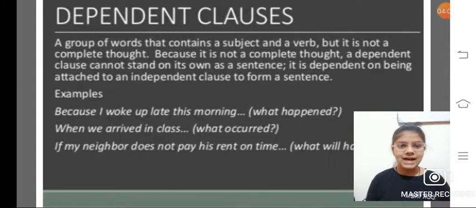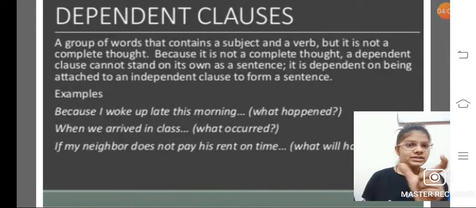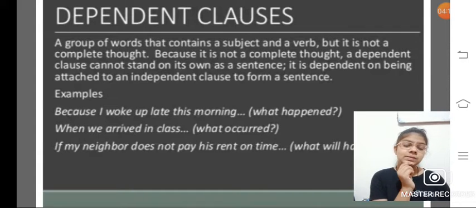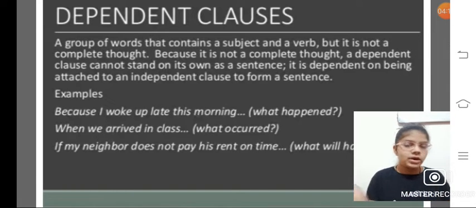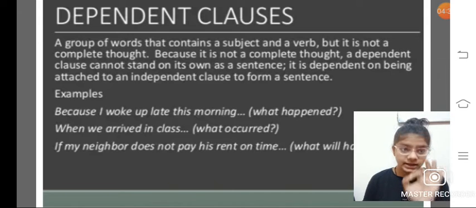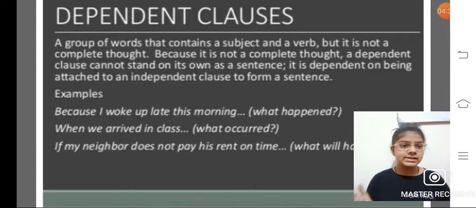So let's get some examples of that. The first example is: because I woke up late this morning, right? When you read that much, did you get a complete sense of what happened next, or what happened earlier, or what it means? You don't have any idea, right? The second example is: when we arrived in class. Okay, you arrived in class, but then what occurred? It again doesn't give a complete sense. It has a sense, but it is incomplete, right?